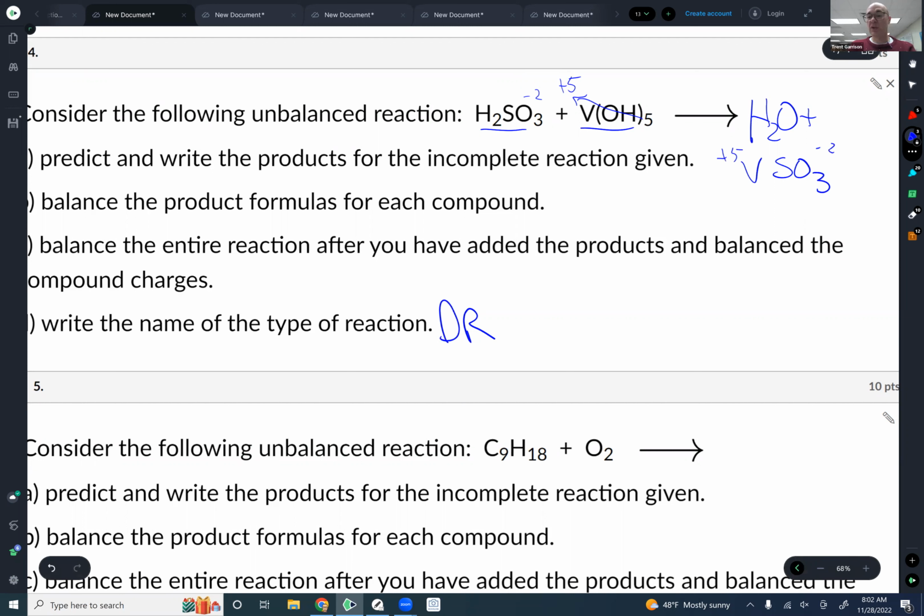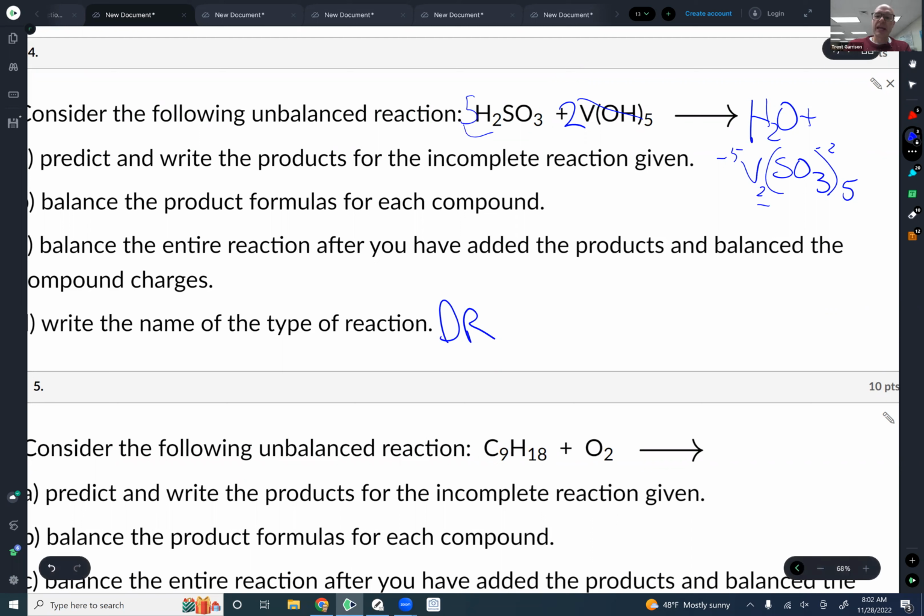Those 2 charges are in the air like they just don't care. I'm going to have to crisscross them down and throw them to the ground. Okay, now I have my products balanced, the formulas, but I don't have the reaction balanced. So I'm going to have to put a 2 in front of this vanadium because there are 2 on the products. I'm going to have to put a 5 in front for this sulfite.